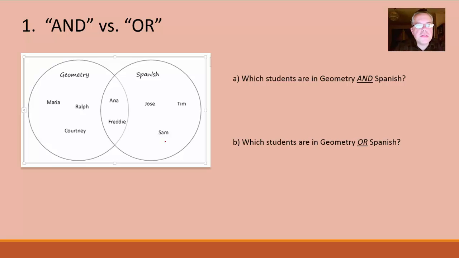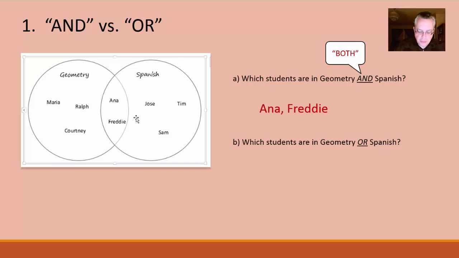All right, we want to answer some questions with "and"s and "or"s. First question is, which students are in geometry and Spanish? "And" means both in math. It means which students are in both classes or both sets of students. And we see that that would be Anna and Fred, the students in the middle. All right, that one's no problem to understand.